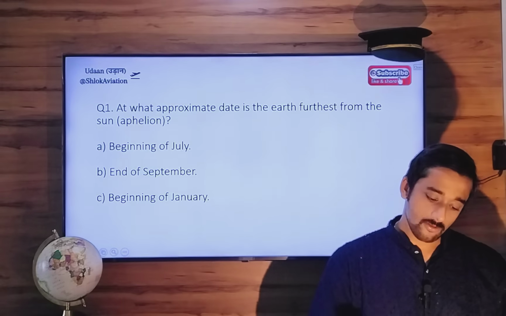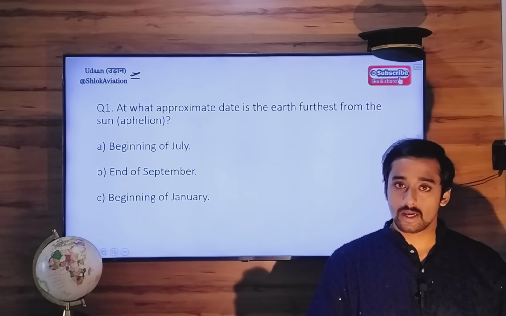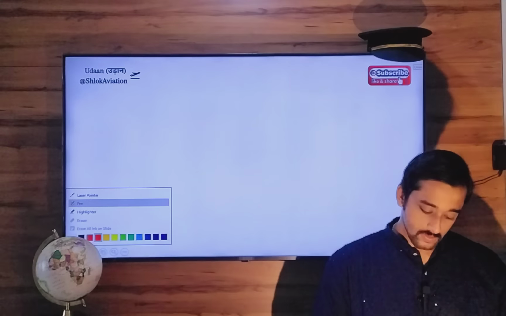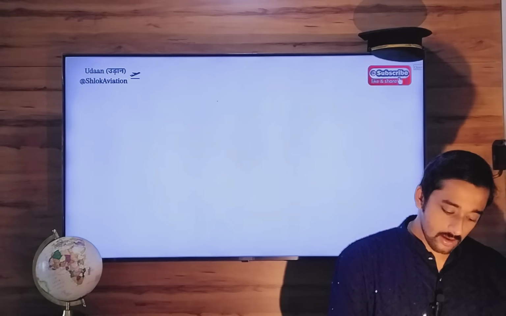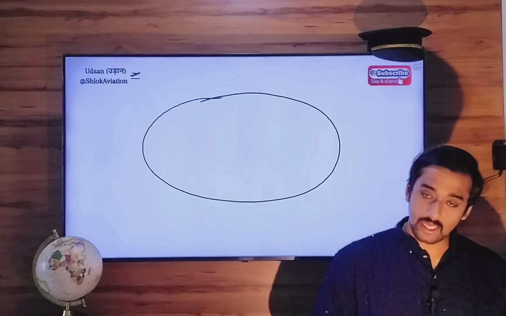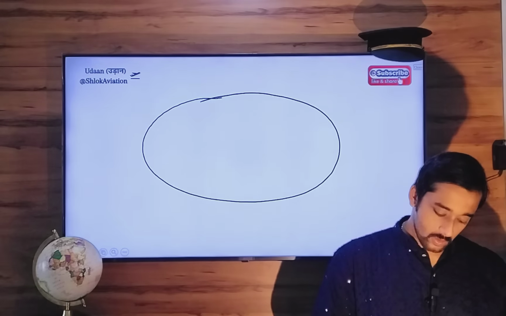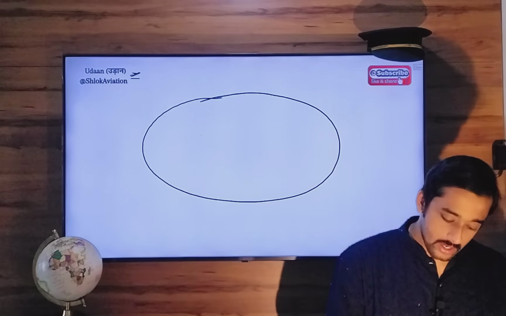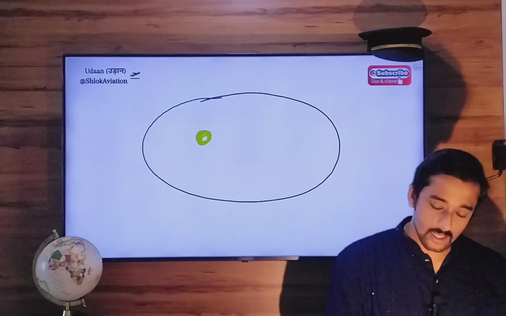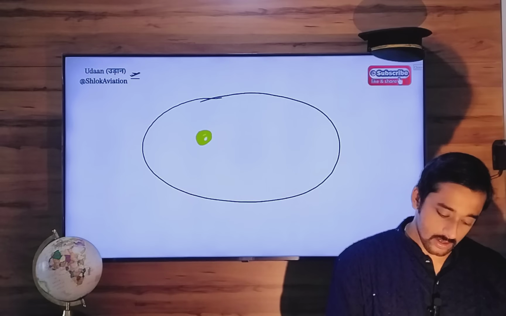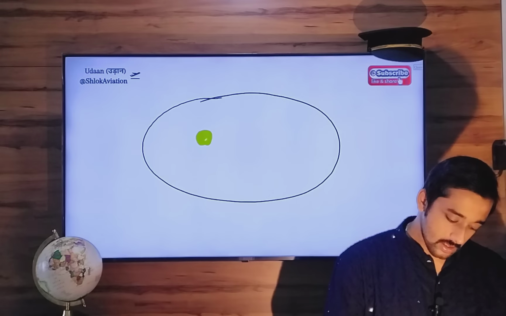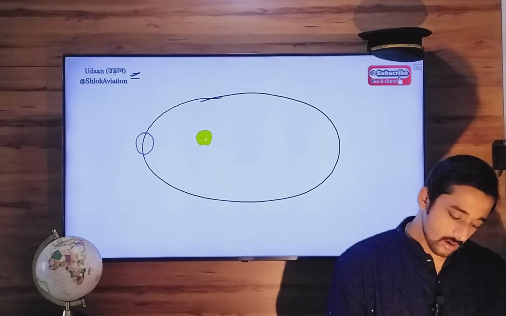At approximately what date is the Earth furthest away from the Sun? Okay, so the Earth, the planet Earth, revolves around the Sun in an elliptical orbit, something like this, with the Sun situated at one of the foci. There are two centers, two foci. The Sun will be situated at any one of those, and the Earth will revolve around this Sun in an elliptical orbit.